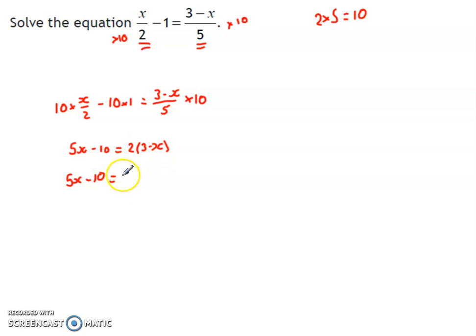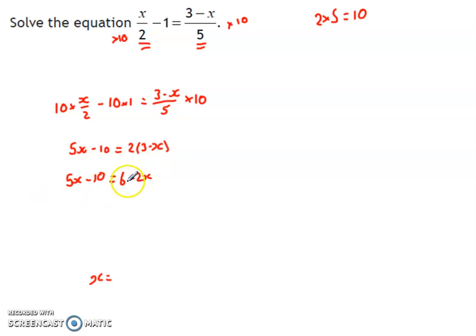So if I multiply all this bracket out, I get 2 3's, which is 6, take away 2 times x, minus 2x. Then, we're at a stage now where this kind of equation here is the kind of thing we encountered in S1-2 algebra. Get all the letters on the left, all the numbers on the right, work it down till we get a final line that's x equals.